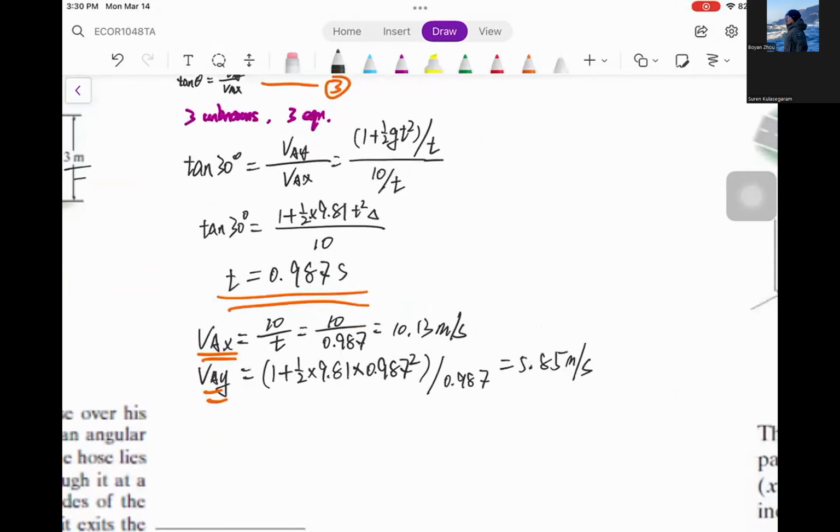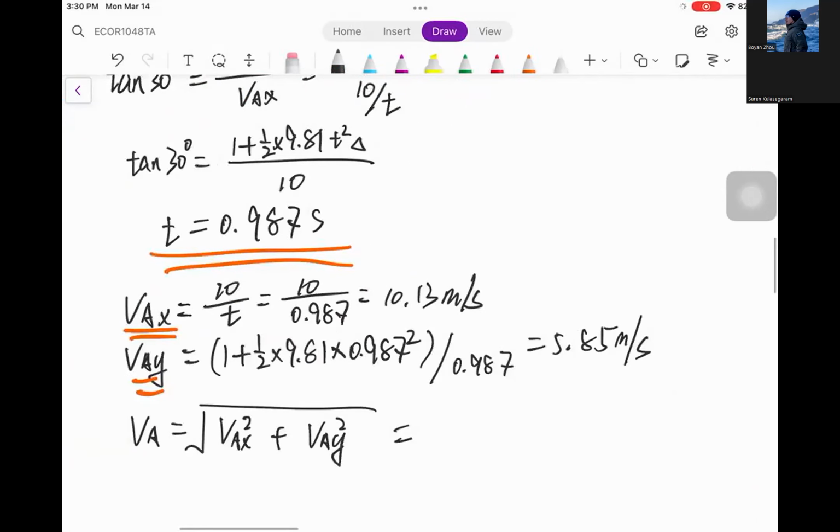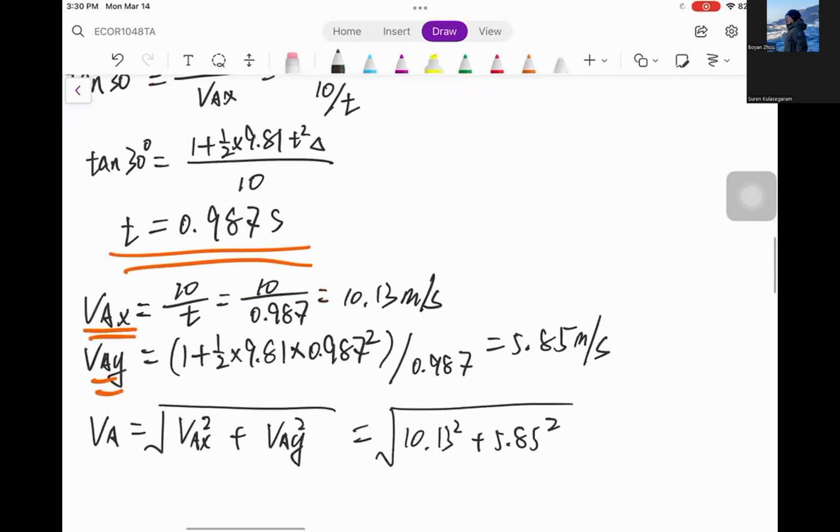So next we need to find, we know the velocity in X and Y components. We just need to combine them to find the total velocity. So VA is equal to the square root of VAX to the power of 2 plus VAY to the power of 2. So it's 10.13 to the power of 2 plus 5.85 to the power of 2. And the answer is going to be 11.7 meter per second.